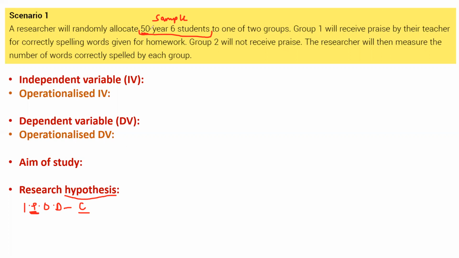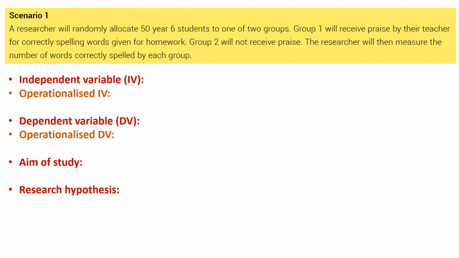Okay, so if there's a number attached to the people taking part in the experiment, just ignore that, get rid of that and just write year 6 students. It was hypothesized that year 6 students, blah, blah, blah. Okay, so that's the first really important thing to remember. So before we get to the research hypothesis, let's have a look at the IV and DV.